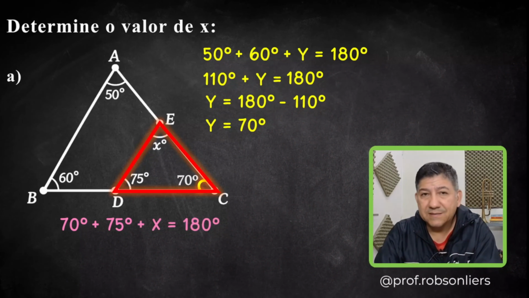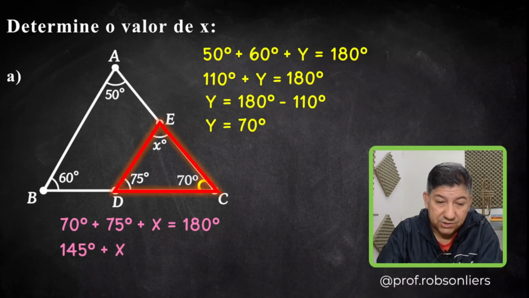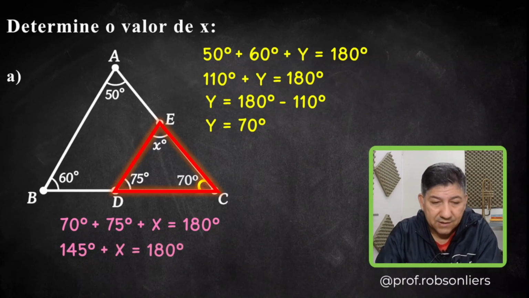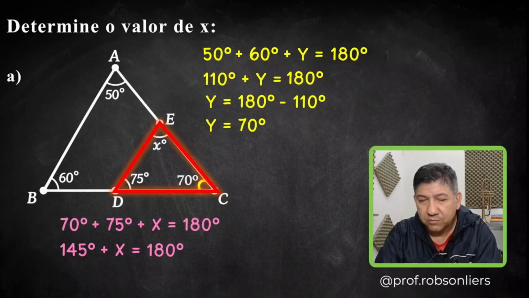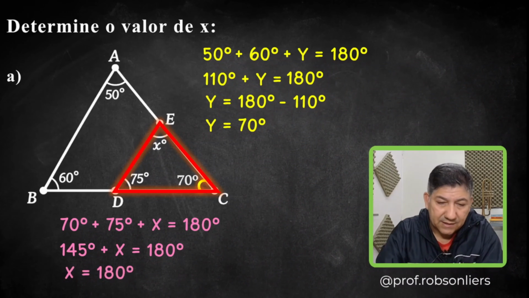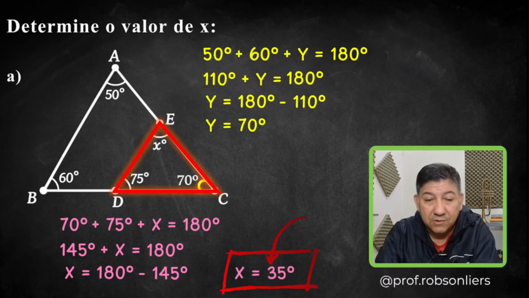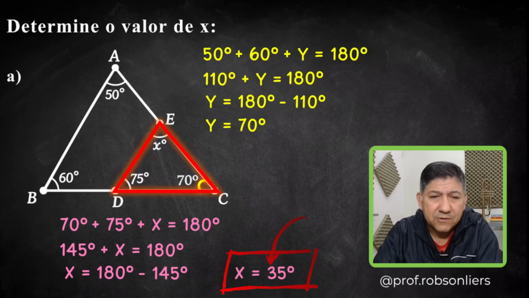70 plus 75 is 145. So 145 degrees plus X equals 180 degrees. Let's take the 145 and move it to the other side of the equation by subtracting. X will be equal to 180 minus 145. Solving this subtraction, we conclude that X is equal to 35 degrees. Whoever got 35 got the question right, right? That's what the question was asking for, see? Determine the value of X. X is equal to 35 degrees.